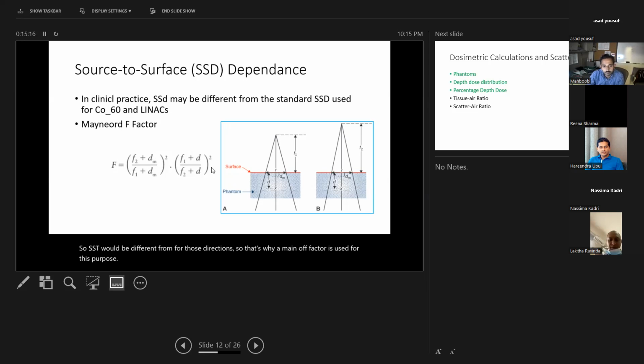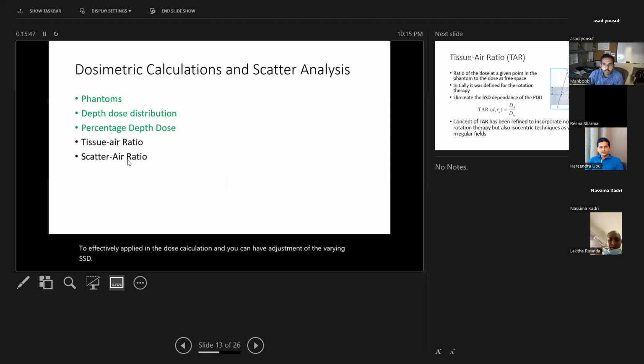The Mayneord F factor is the correlation between different SSDs. For example, F1 is the SSD in the first part of the picture, F2 is the SSD in the second part of the picture, and you can incorporate these two factors in terms of the depth in the phantom to calculate the F factor. So the F factor is applied in the dose calculation, and you can have an adjustment for the varying SSD.